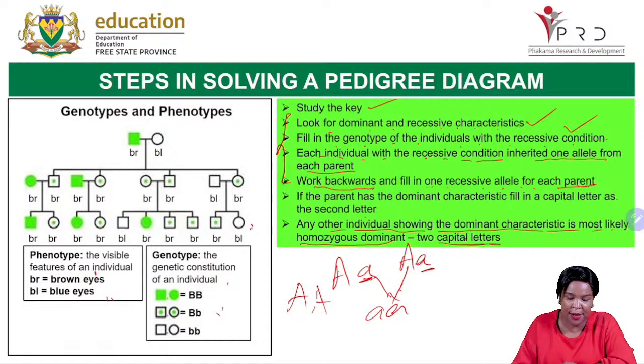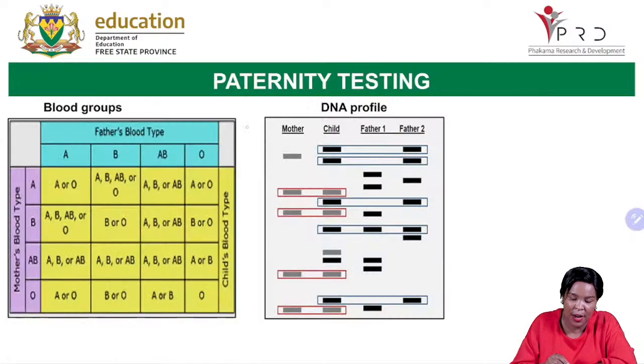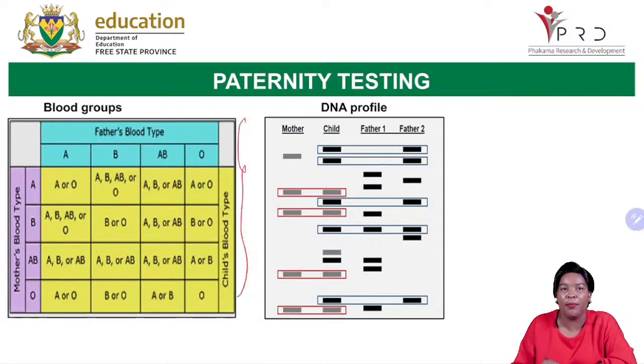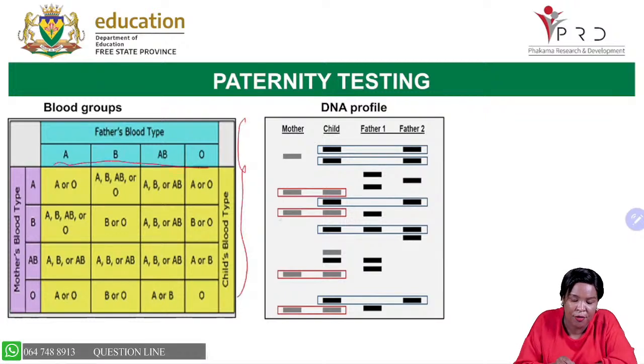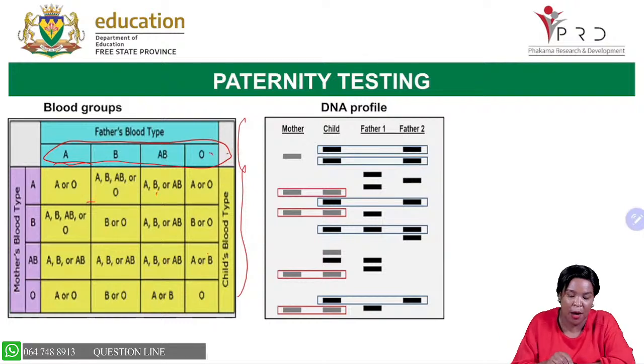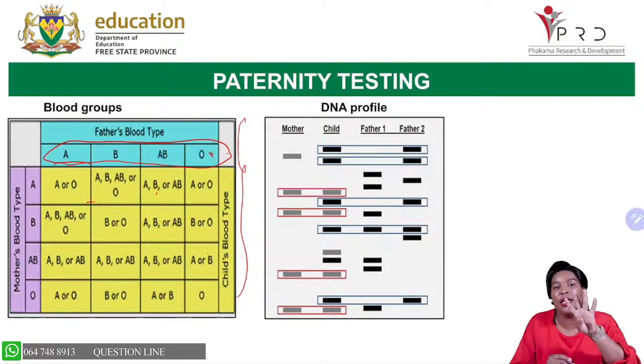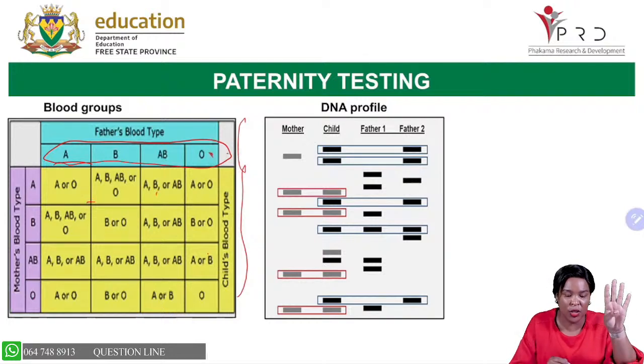Then paternity testing with blood groups. You know that we cannot determine the paternity just using blood groups, because there are only 4 blood groups. So the possibilities are not as many. So you cannot ascertain that this child belongs to this father, because even the father next door can have blood group O. So there are only 4 possible blood types. So you cannot determine paternity using blood groups.